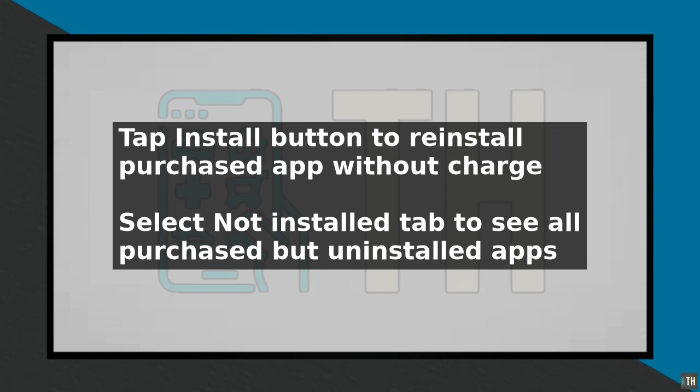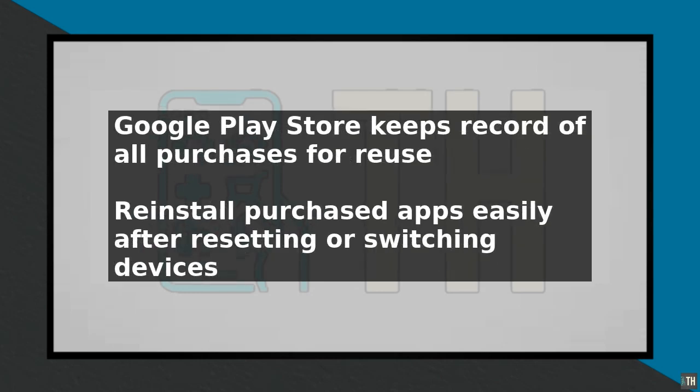It is also important to note that the Google Play Store keeps a record of all your purchases, so you can easily reinstall any app you have ever bought, even if you have changed devices. By following these steps, you can easily see all the apps you have purchased from the Google Play Store and reinstall them if needed. This can be very useful if you need to restore your apps after resetting your device or switching to a new one.